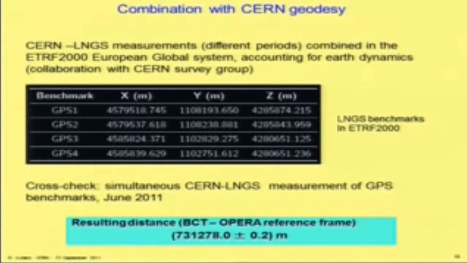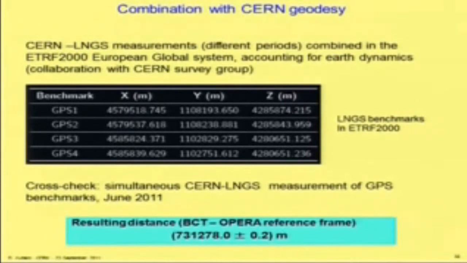What about general relativity effects? Are those taken into account, are those corrections important? So that was a question from outside. We took into account the general relativity effects at the level of the clocks, because the clocks in Gran Sasso and at CERN are not at the same height.